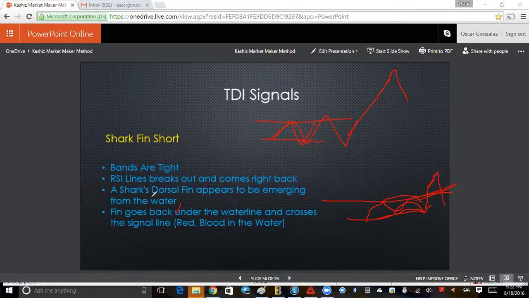Shark fin short. A shark's dorsal fin appears to be emerging from the water. Fin goes back under the water line and crosses the signal line, red, blood in the water. So it crosses the signal line, the yellow line, and then crosses the red, blood in the water. So this would have been a good trade to take. You got a TDI confirmation, price coming out of the Asian box. You possibly have a HOD or a piece of moving average there. It's good to go, okay? I'll show you a picture of what I mean.